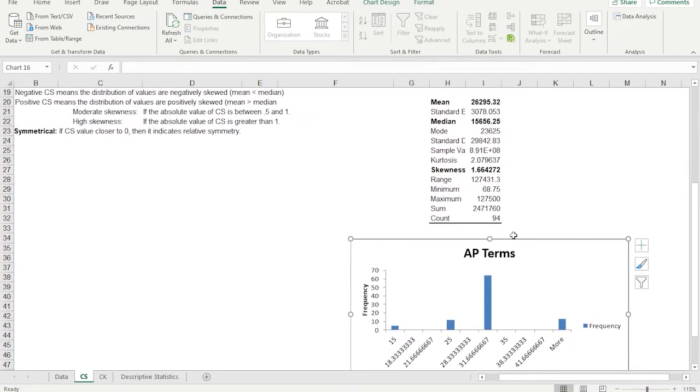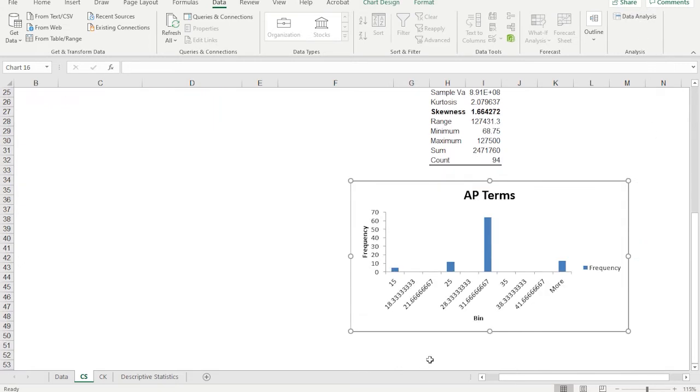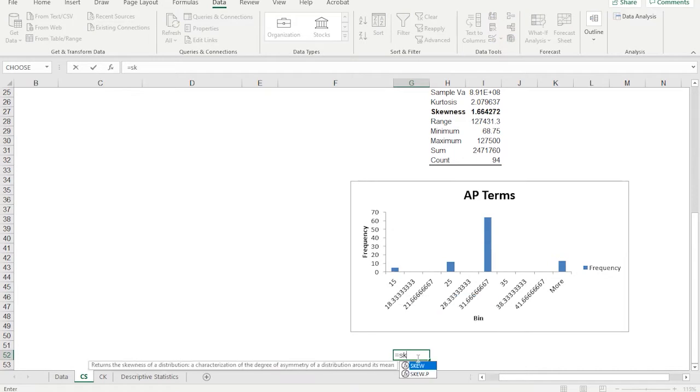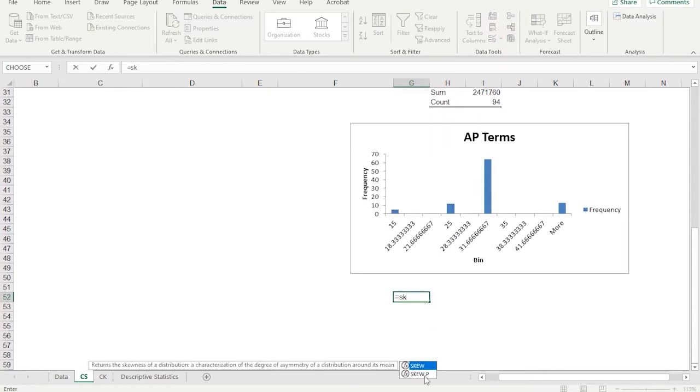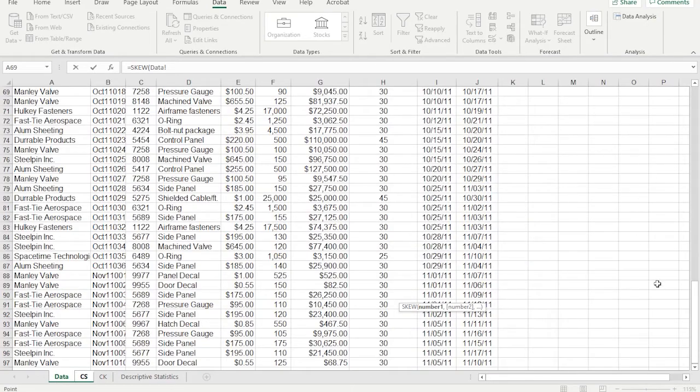But now instead of using the descriptive statistics that I did right here under the data analysis, what I'll do is I'm going to use the function equal sign, and I'm going to select this one right here, skew. So there's skew.p, which stands for population. I'm assuming that the data that I'm working with under the cost per order is a sample. So I just need to go ahead and select all the data inside here and then see what kind of coefficient of skewness that I'll get.